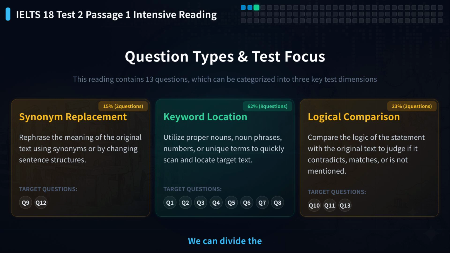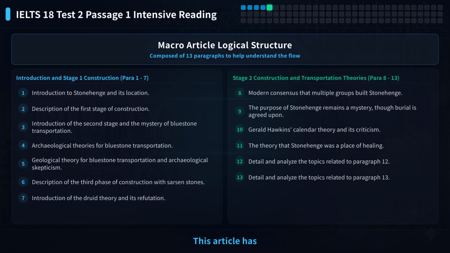We can divide the questions into 3 types: synonym replacement, logic comparison, and keyword location. Knowing these types helps you find answers faster. Note completion uses keywords. True/false needs careful comparison. This article has 9 paragraphs. It is an explanatory text about Stonehenge.